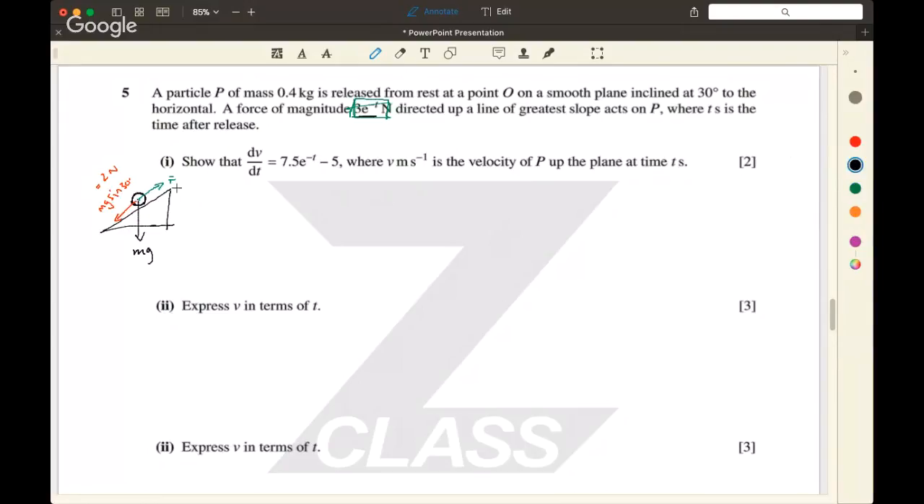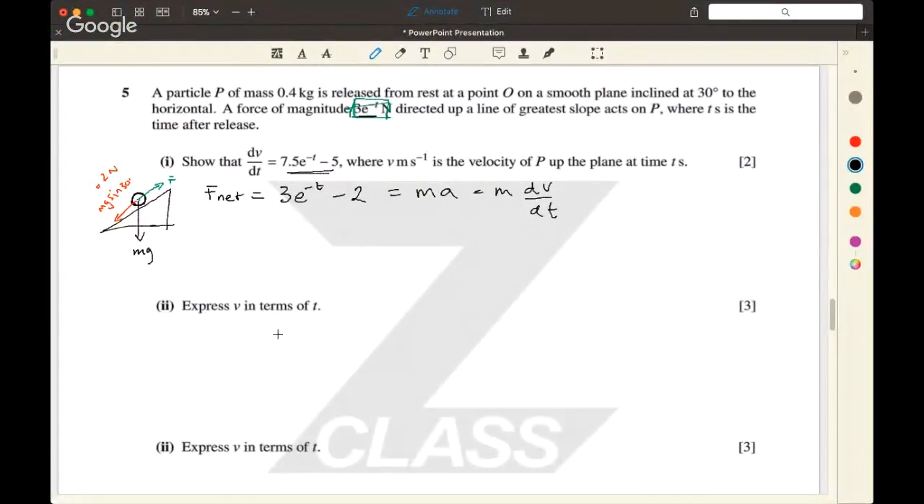So our total force, F net, is going to be equal to the force F, 3e to the minus t, minus 2 newtons, which was the component of the weight in that direction. Now, what is the force? Well, force is just mass times acceleration. And what is acceleration? Just the rate of change of velocity. So you can see that we then just divide by m, which is 0.4, and we recover the equation that they want us to.